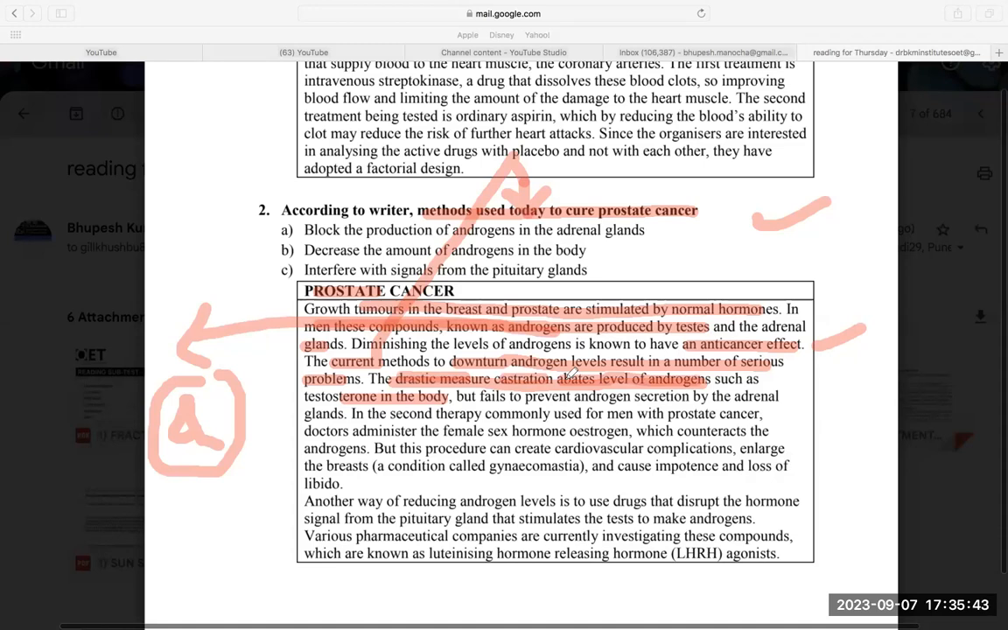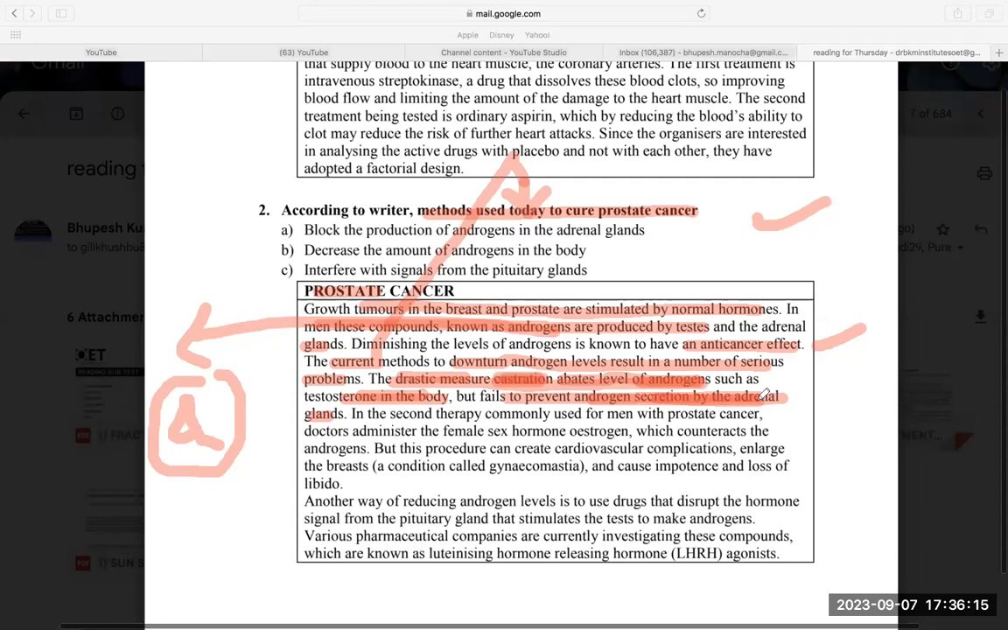So abate may be decreasing or cutting off the level of androgen, such as testosterone, but fails to prevent androgen secretion by the adrenal gland. So even if you do castration, it decreases the level of androgens, but it fails to prevent androgen secretion by the adrenal gland. So it is not an effective measure. It is one of the current methods, castration, but it is not very active because it does not prevent androgen secretion by the adrenal gland. So it is not very effective.